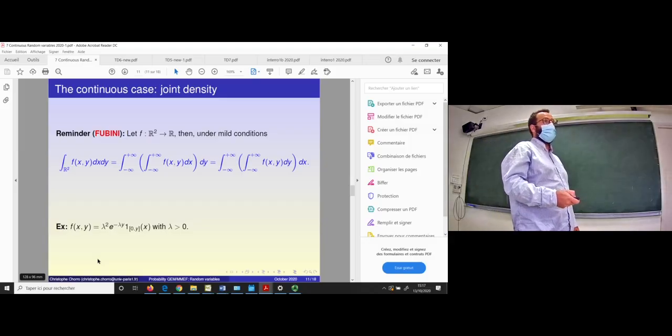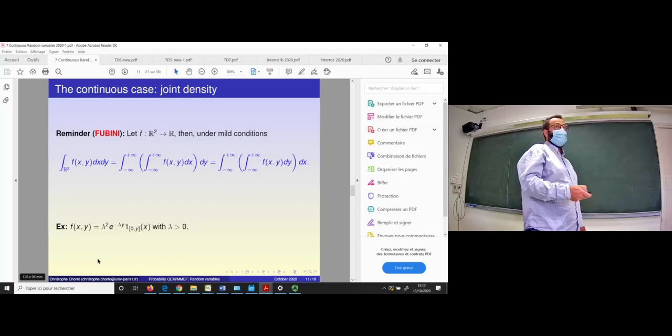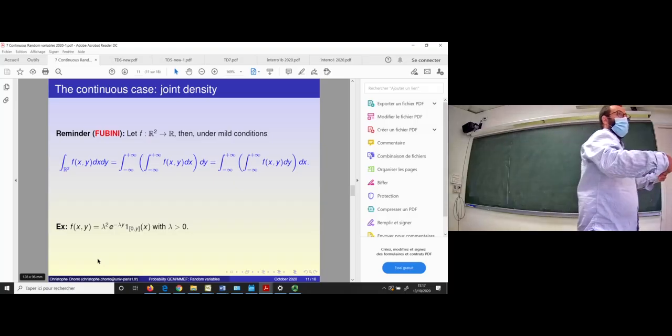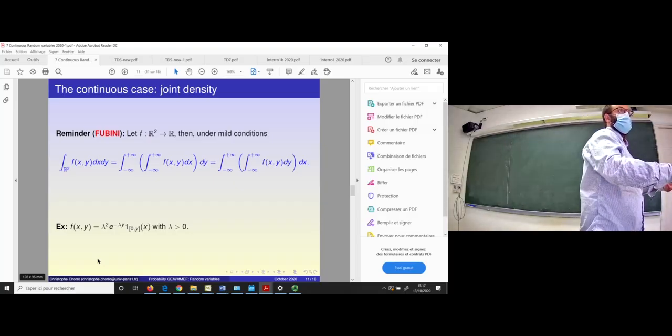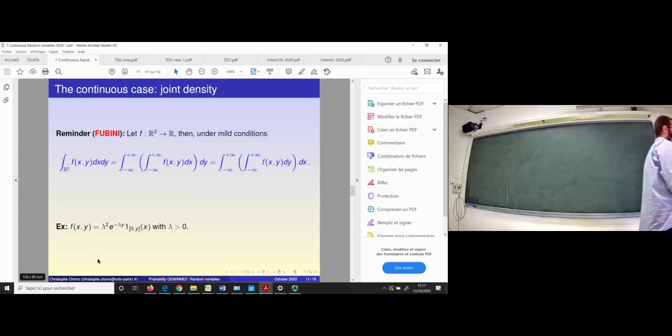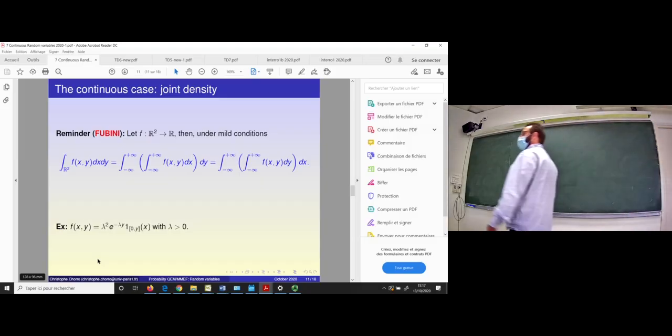So it's exactly what I have written here, that the double integral is in fact just computing two times an integral, first with respect to x and then with respect to y, or the converse. And it gives rise to the same thing. And what I call mild conditions will be all the conditions you will meet in this course. So when you have to compute a double integral, you will have the possibility to use this kind of result.